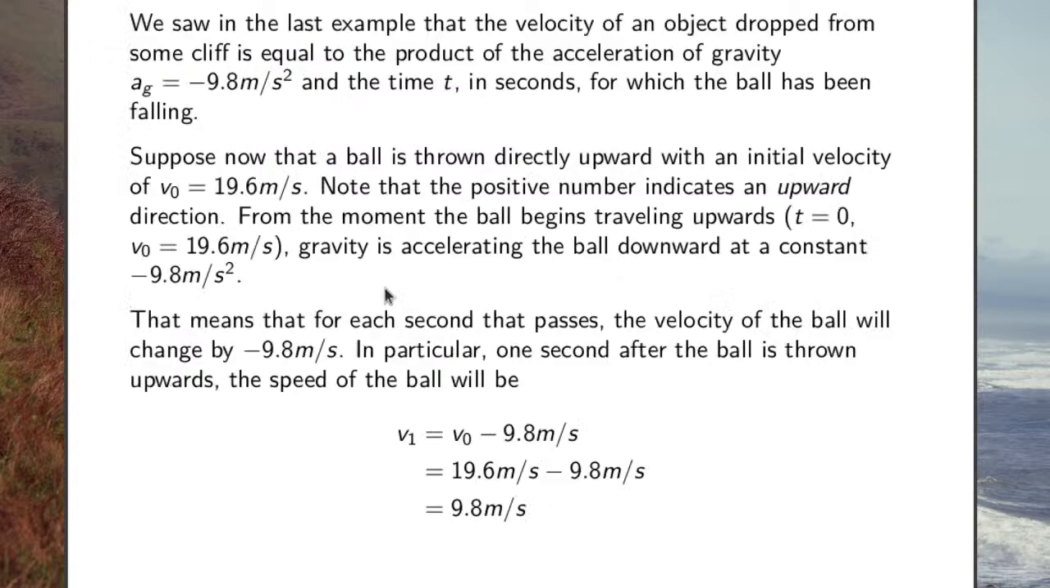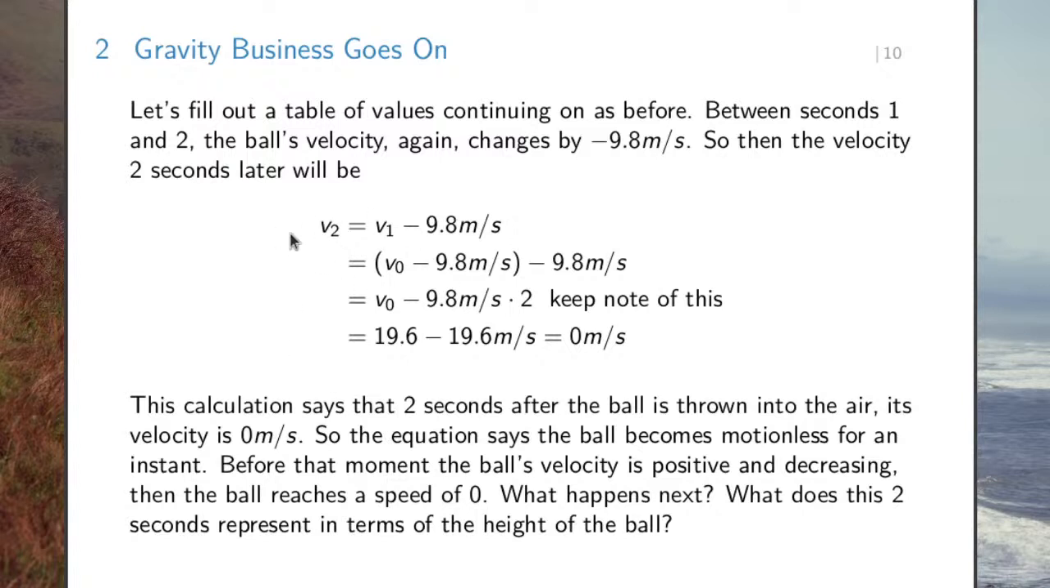So notice that after 1 second, it's the initial velocity minus 1 of these 9.8 meters per second. The velocity after 2 seconds is the original velocity minus 2 of these 9.8 meters per second. And at this point, after we've lost 2 of those, we're at 0. So this calculation says that 2 seconds after the ball is thrown into the air, its velocity is 0 meters per second. This means that the ball is neither traveling upwards nor downwards.